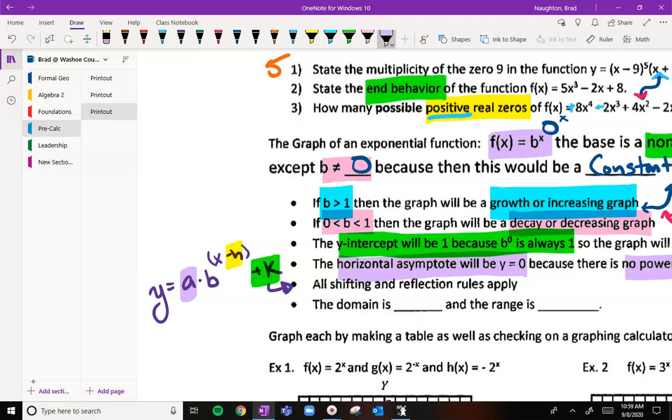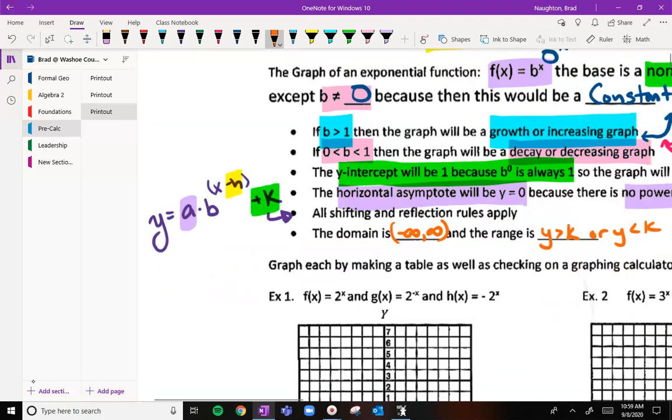Cool? So our domain and range, talking about this in brief terms: our domain is going to be all real numbers, so negative infinity to infinity, because there's going to be no holes in our graph. And our range is either going to be y is greater than k or y is less than k, depending on what's going on. Cool, and we'll get more into that later.